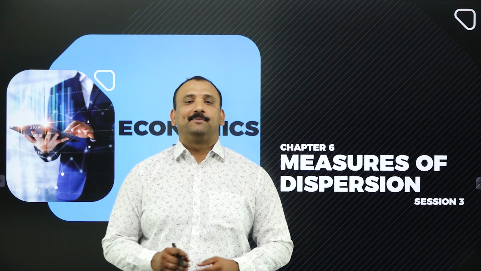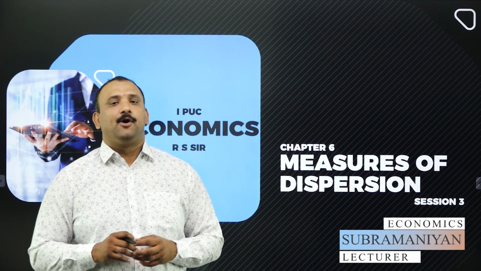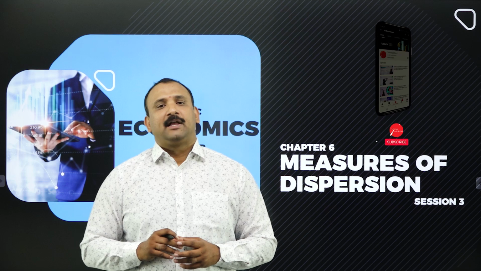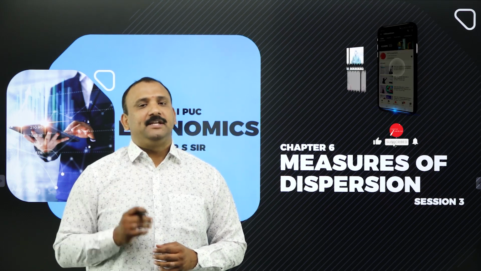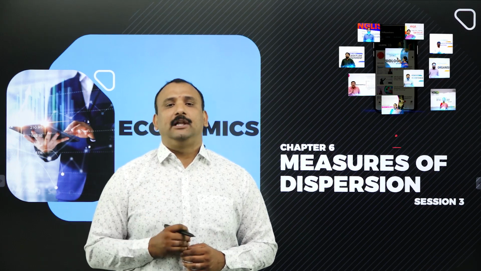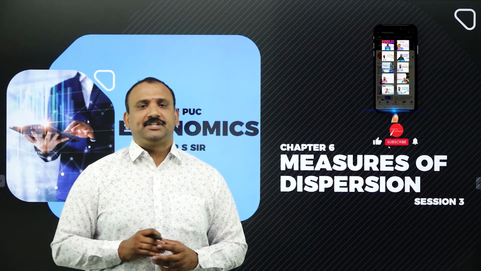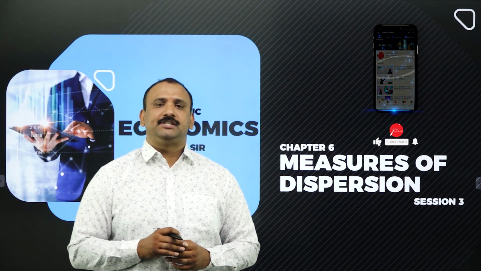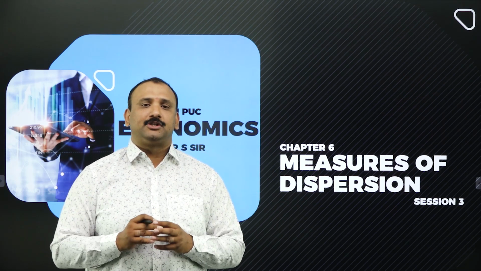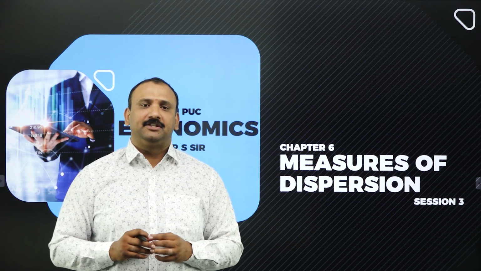Good morning and welcome to the third session on measures of dispersion, chapter 6 in economics. From the last chapter, we have been seeing some interesting problems which have been adding a great value to economics. In this session also, we are going to see some problems related to standard deviation and how we are going to solve it using the different methods altogether.